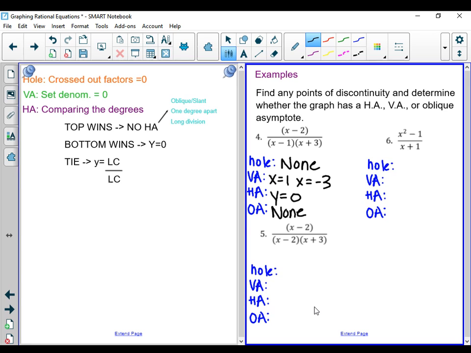Okay. Down below, I cross out my x minus 2's, which means I have a hole at x equals 2. I still have something left in my denominator, so I have a vertical asymptote at x equals -3. Who has the highest degree? Bottom again, so y equals 0, which means I do not have an oblique asymptote. Okay.